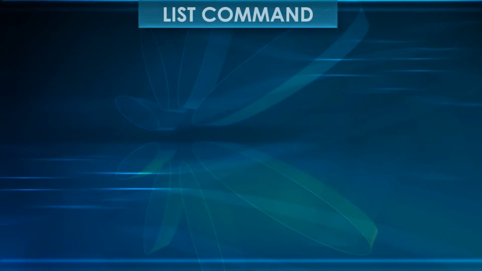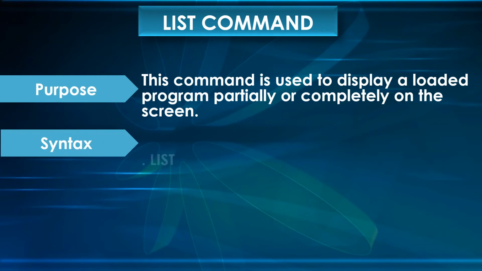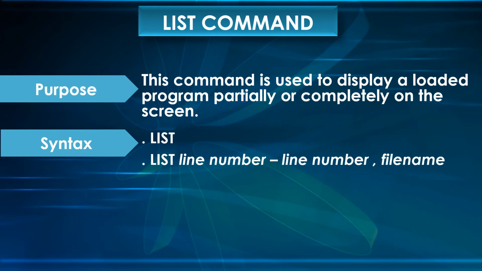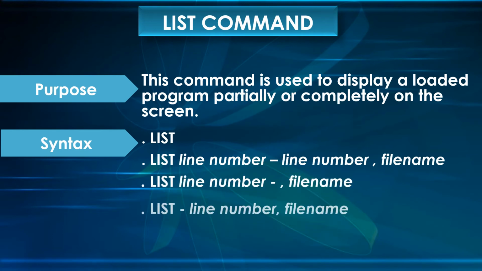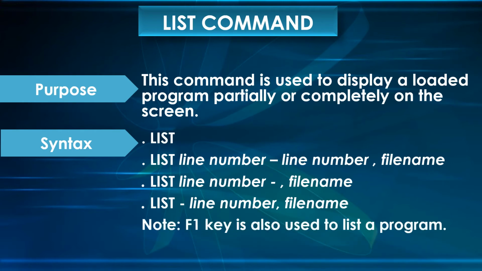The next is the list command. This command is used to display a loaded program, partially, a part of it, or completely on the screen. Its syntax is simple. You can just type list, or list line number dash line number, list line number dash, list dash line number, or you can use the F1 key to list the program. These will be more clear to you after doing examples with me.